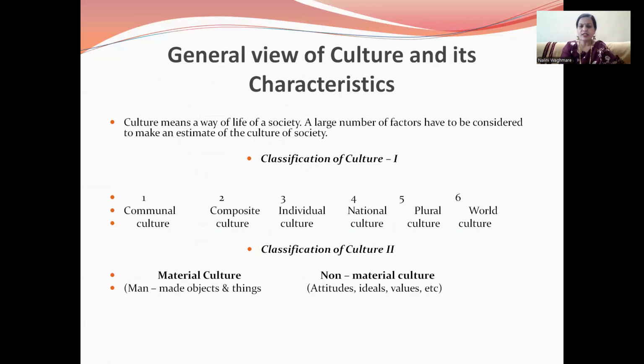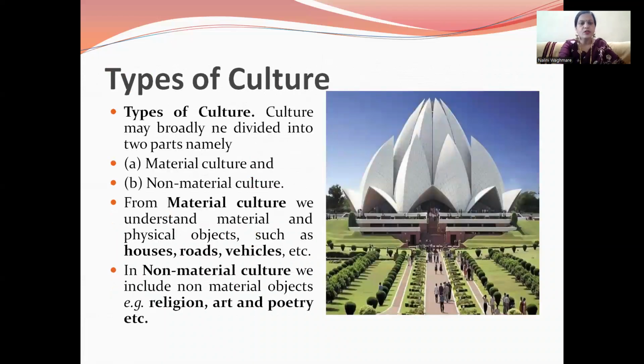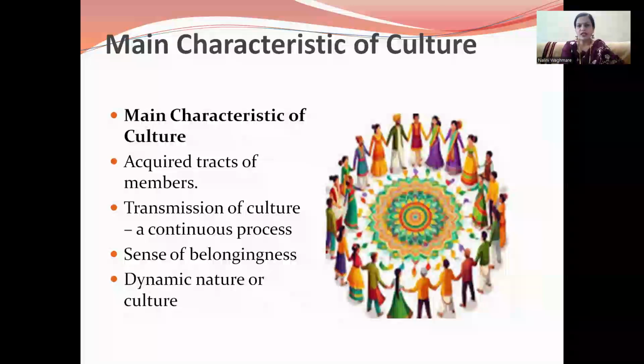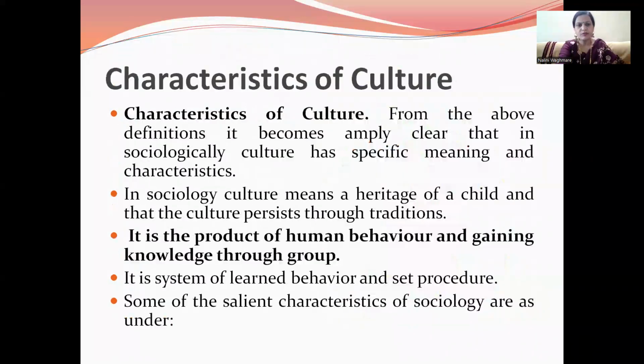While we have the classification second type of culture, under that material culture comes man-made objects and things, whereas in the non-material culture we find attitude, ideals, and values, etc. So two types of culture we find: one is material culture, another one is non-material culture. So, what was the main characteristic of culture? Acquired traits of members, transformation of culture, a continuous process, sense of oneness, belonging, dynamic nature of culture. We have not said culture is only static; it's a continuous process.